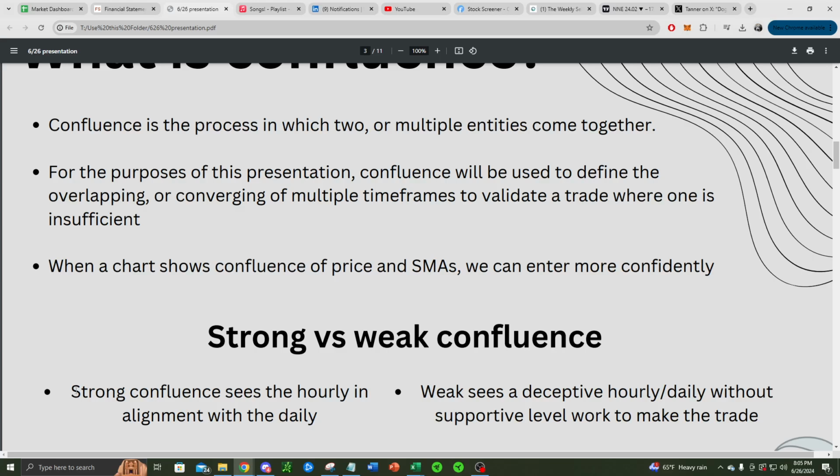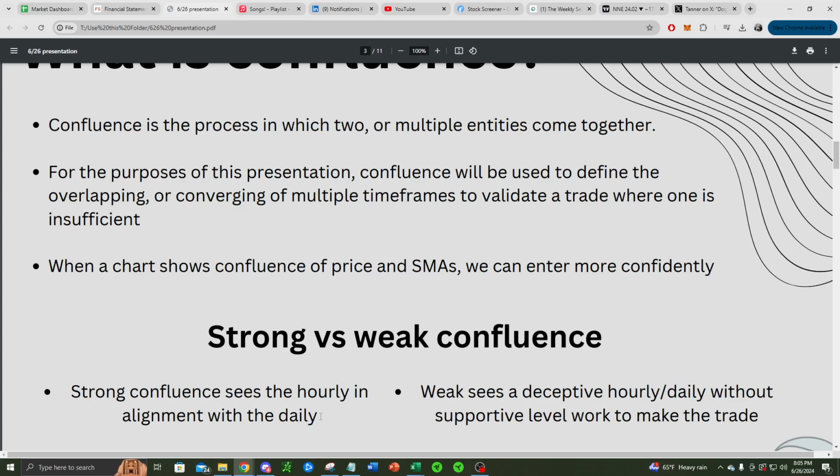So strong confluence sees the hourly in alignment with the daily. Personally, I like the hourly, and when I say the hourly, I mean the 65 minute. The 65 minute and the daily, that would be a strong confluence. So if I can look at both of those time frames and see exactly the same thing, where I don't have to wait any longer, both of them look like they're ready to go at the exact same time, then that to me is a strong confluence that the trade has swing continuation potential.